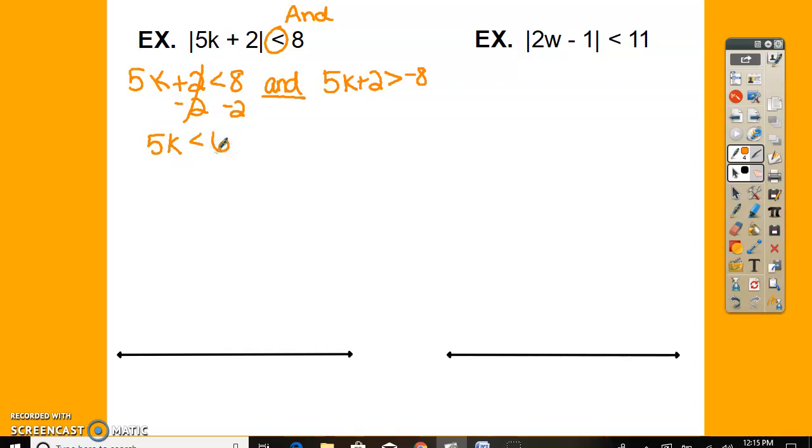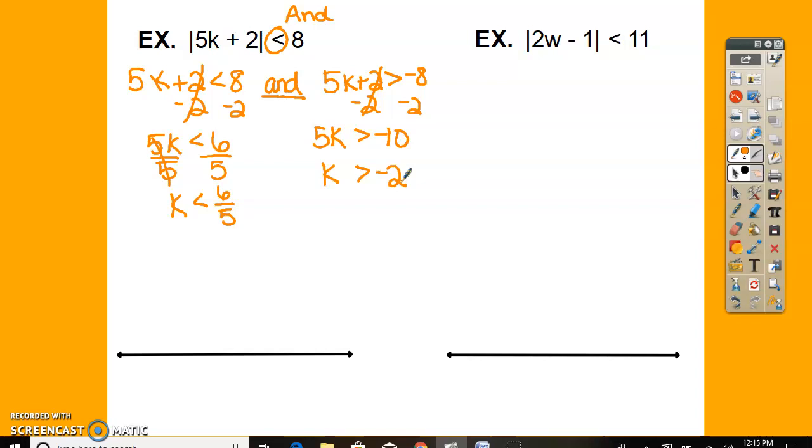And then you divide both sides by 5. So we get k is less than 6/5. That's one of our two answers. Then I'm going to solve the other one. Again, subtract 2 from both sides. So I get 5k is greater than negative 10. Divide both sides by 5. We get k is greater than negative 2.